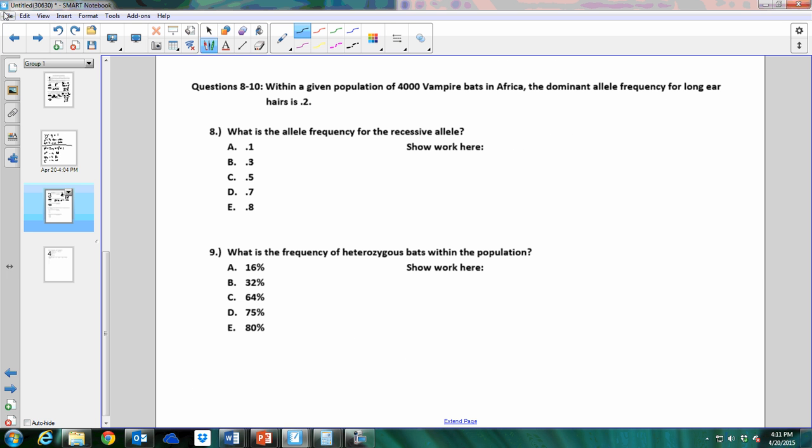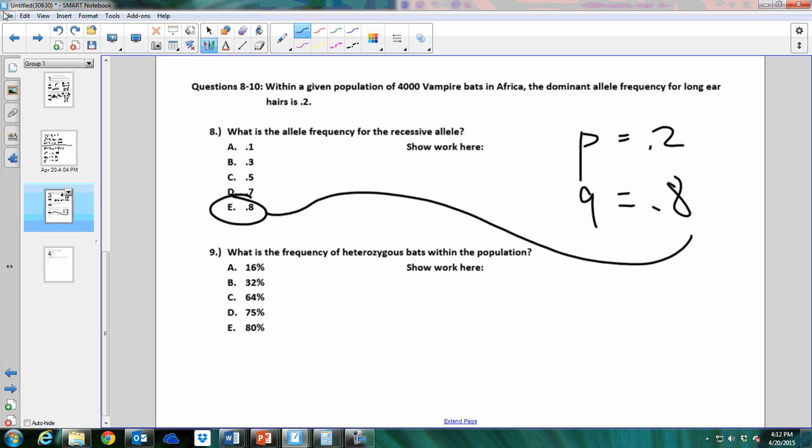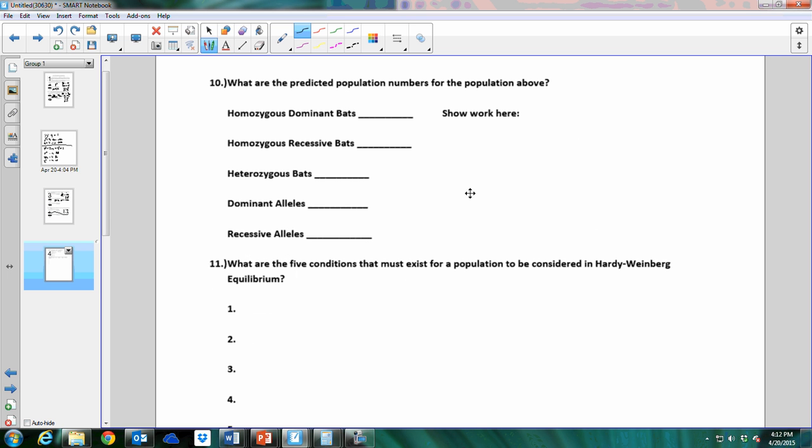Within a given population of 4,000 vampire bats in Africa, the dominant allele frequency for long hairs is 0.2, so we are given p as 0.2, therefore q is 0.8, because 1 minus p is q. What is the allele frequency for the recessive allele? 0.8. What is the frequency of heterozygous bats? 0.2 times 0.8 times 2 is 0.32, or 32%. Now let's write these things down on this side so we don't have to go back. p equals 0.2, q equals 0.8.